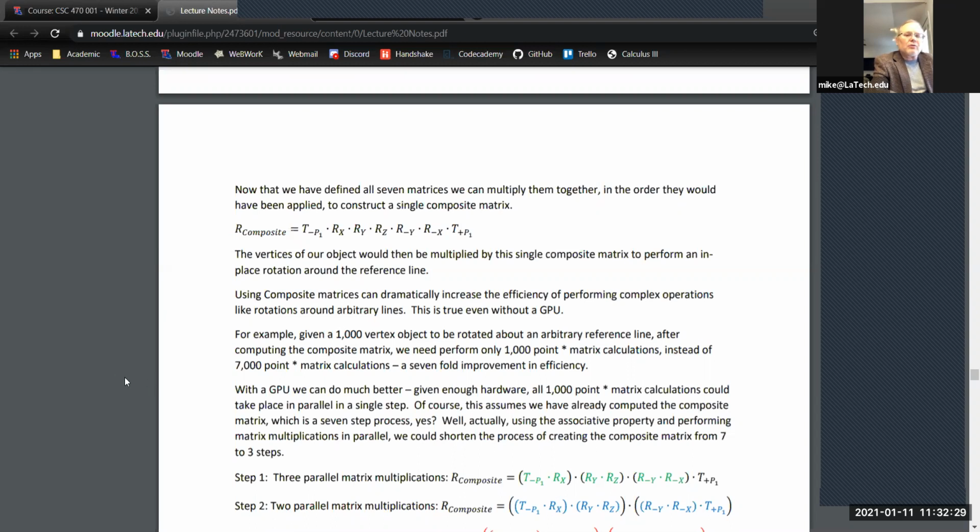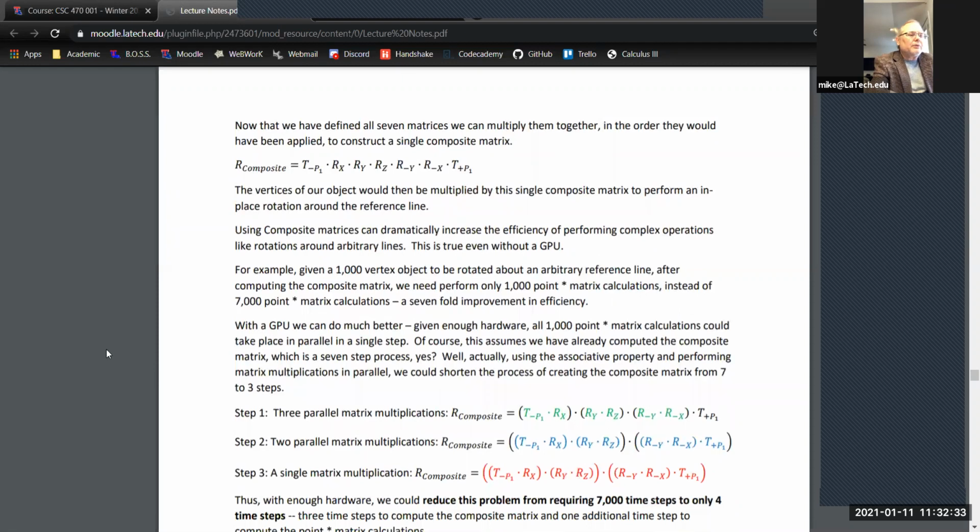And you can see that in the middle of the page, I have step 1, 3 parallel matrix multiplications. So your composite matrix could be, it's still the same equation, but I'm doing the first two, and then the 3 and 4, and then I'm doing 4 and 5. I'm doing those in parallel. And then once I have that, now I've got 4 matrices.